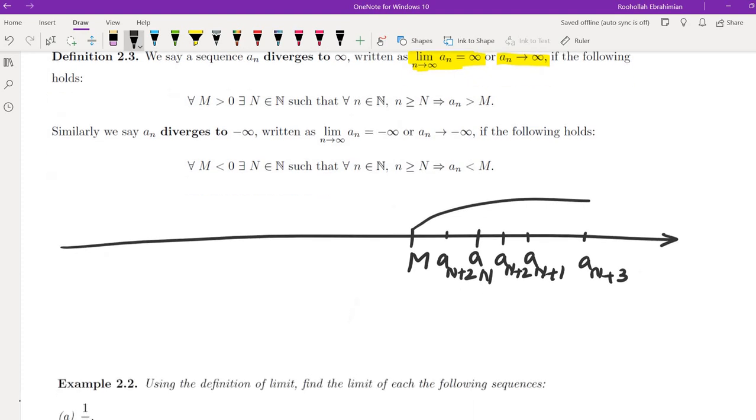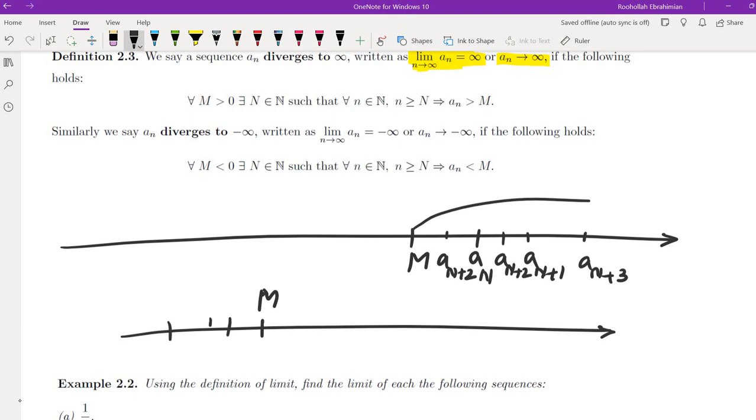Similarly, we say an diverges to negative infinity. If you say it diverges to negative infinity, it means if you take an M that is negative, then every term of the sequence except for finitely many is less than M.